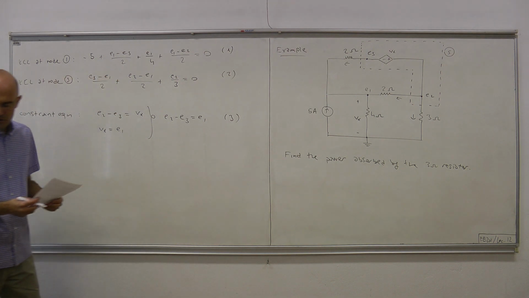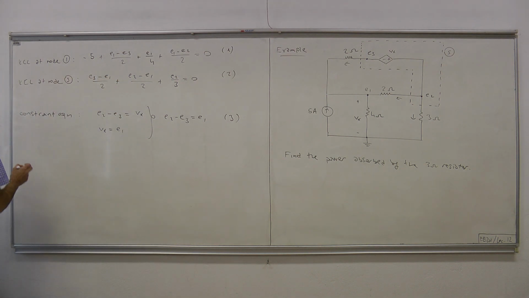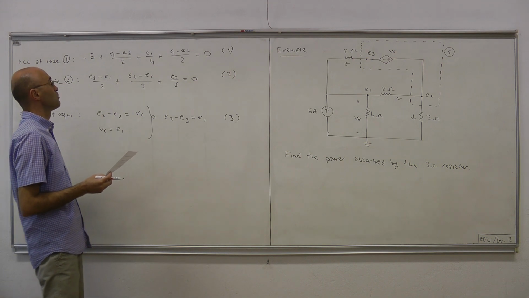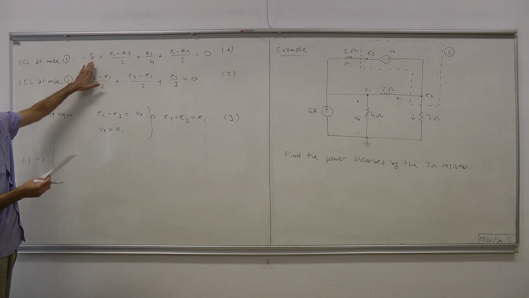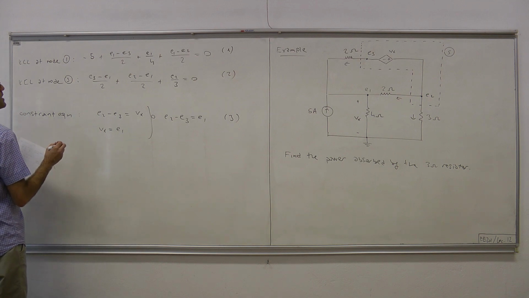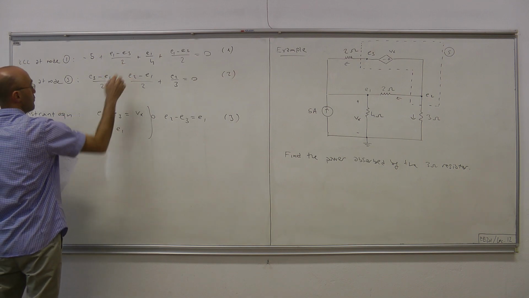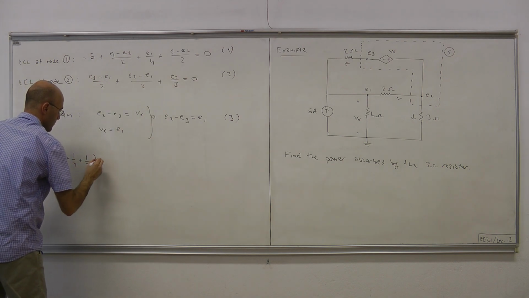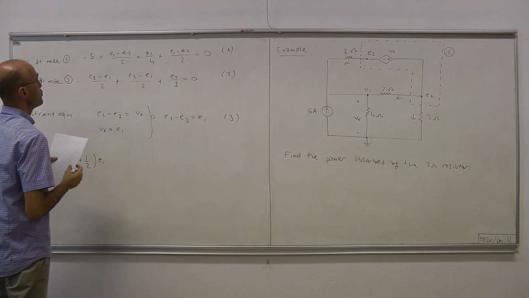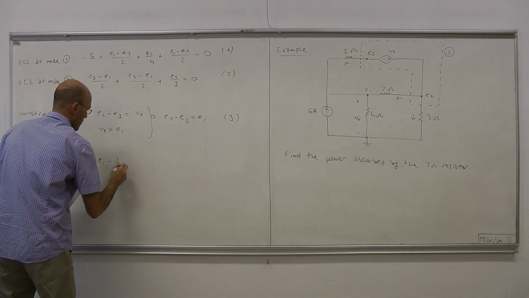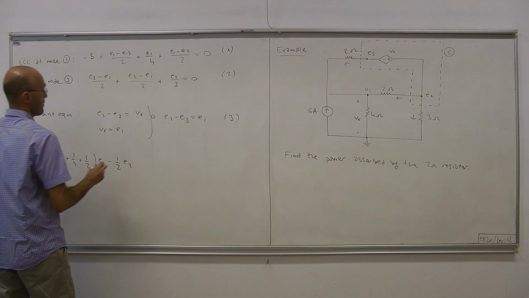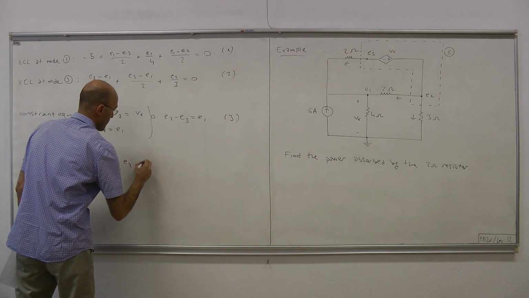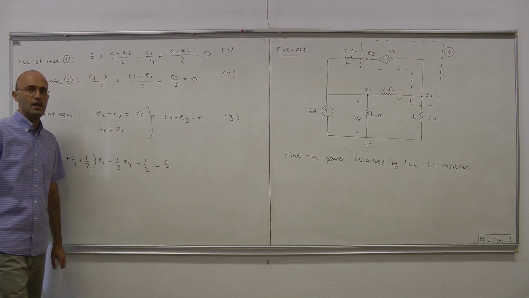Okay, let's do the elimination method, starting from equation 1. We have something times E1 plus something times E2 plus something times E3 equals 5. Okay. So for E1 we have 1/2, 1/4, and another 1/2. And then for E2 we have minus 1/2, and for E3 we have minus 1/2, equals 5.